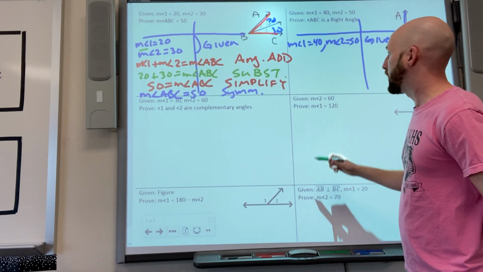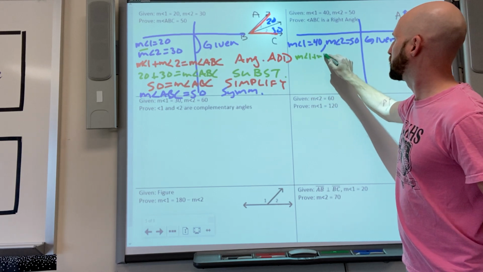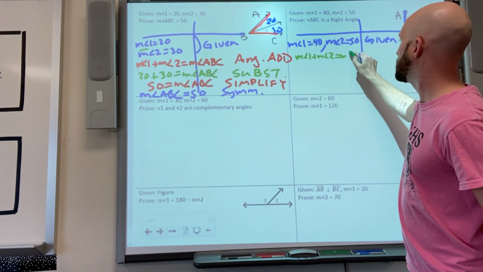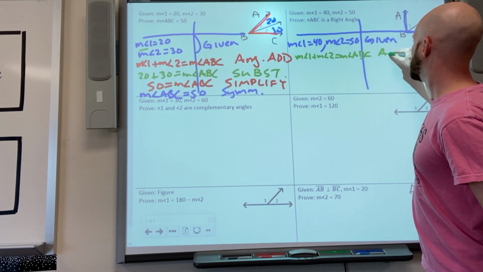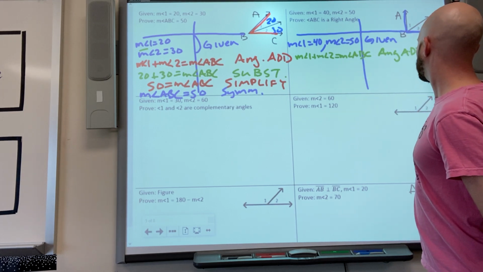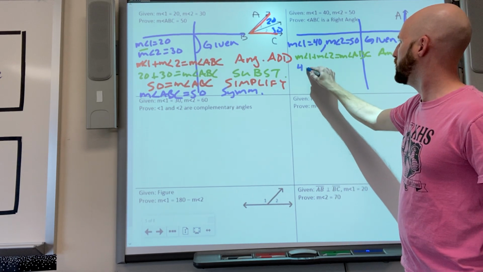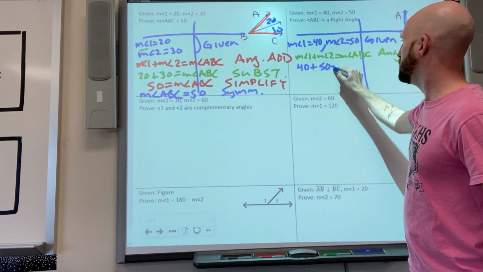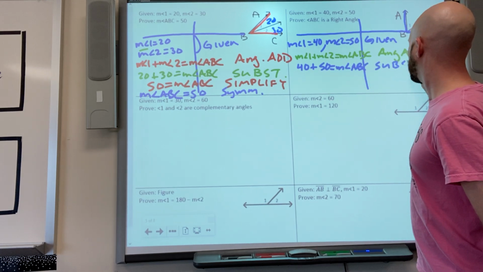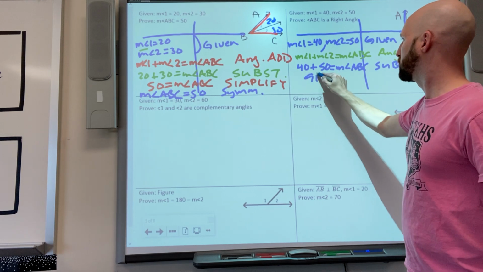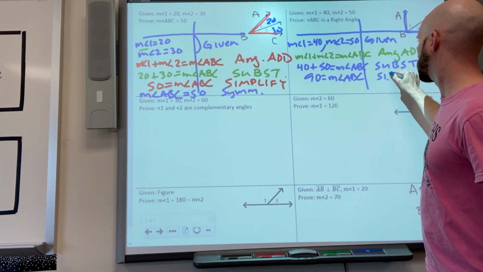So let's do that. We're going to need that same angle addition step. So the measure of angle 1 plus the measure of angle 2 adds up to the measure of, in this case, ABC. That is, again, my angle addition. And I'm going to substitute in that I know this is 40, plus I know this is 50, is the measure of angle ABC, so it's substitution. Combine like terms to get 90. So combining like terms is simplify.